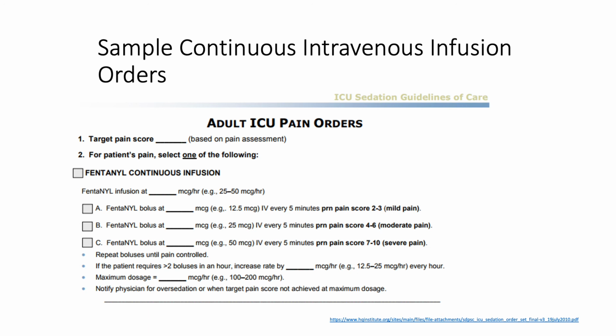The provider is prompted to provide that key parameter or goal, that target pain score for the nurse to titrate to. The provider will also indicate the starting infusion rate, indications for boluses, and indications for titrating the drip, as well as maximum doses.